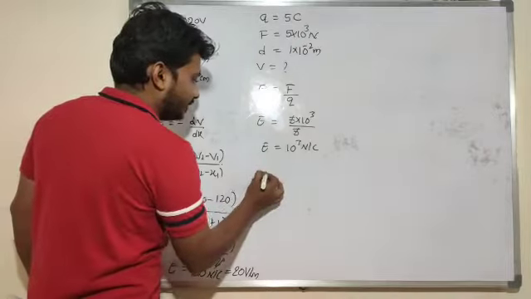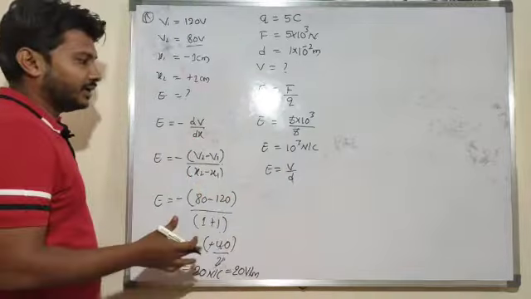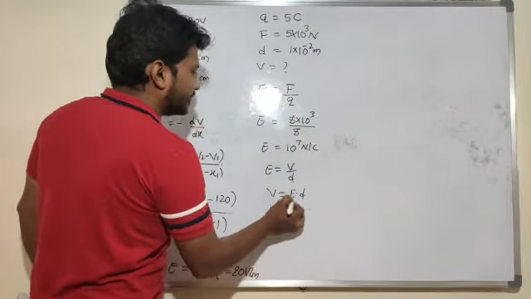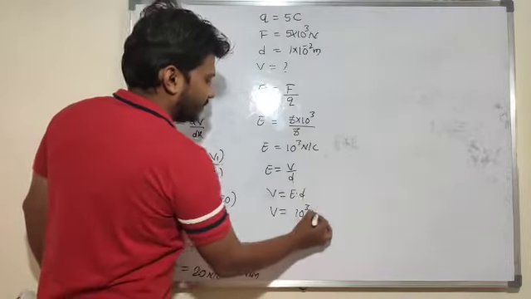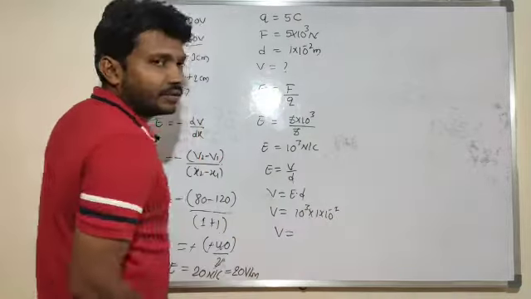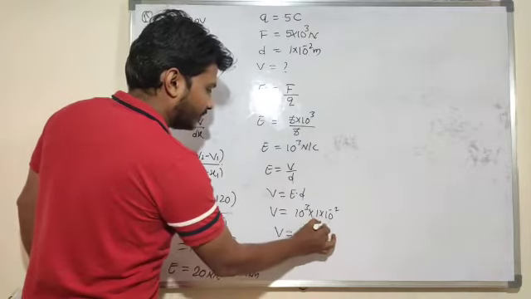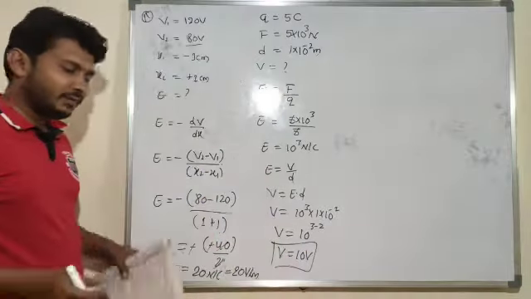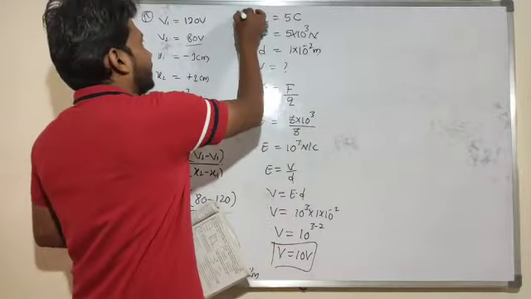So for the potential, E is equal to V by d. I will just take the magnitude here. So V is equal to E into d. E is 10 to the power of 3, and the distance is 1 into 10 to the power of minus 2. So 10 to the power of 3 minus 2, that is V equal to 10 volt. So the potential difference is 10 volt here. We'll look at the next one.